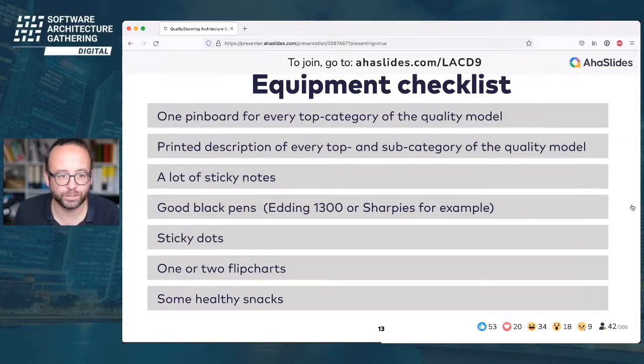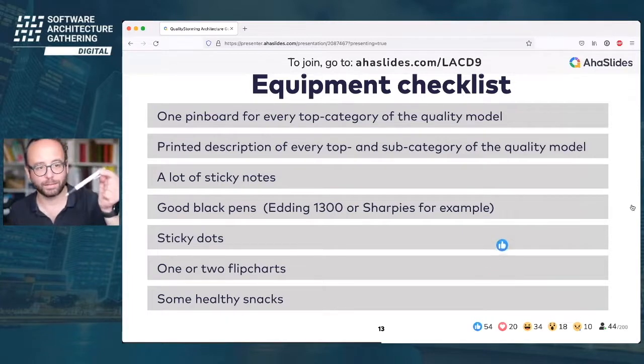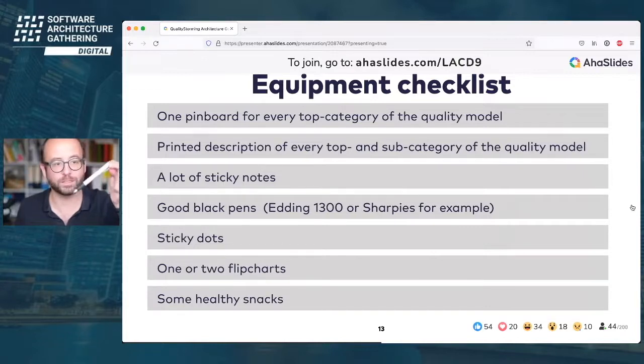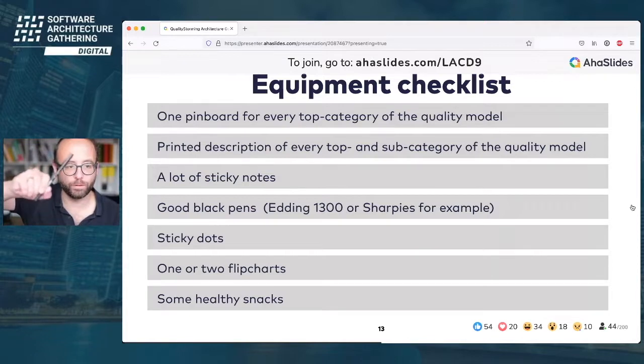You need a lot of sticky notes. Color doesn't matter. You can use yellow ones, orange ones, green ones. It's not like an event storming workshop that works with a sophisticated color model of the sticky notes. Please work with good black pens. Don't just tell people, please bring a pen, because they will bring you something like that, and you can't read the stuff from a distance written with the typical ballpoint pens. I usually work with Sharpies or the 1300 Eddings. They are quite good.